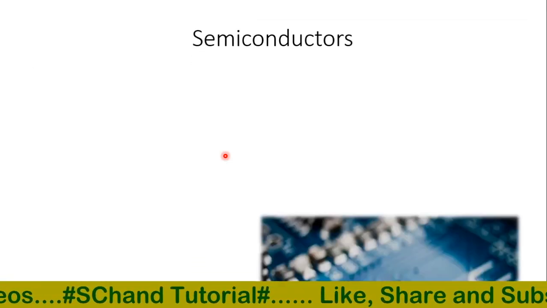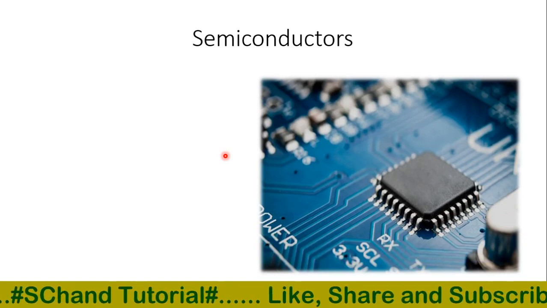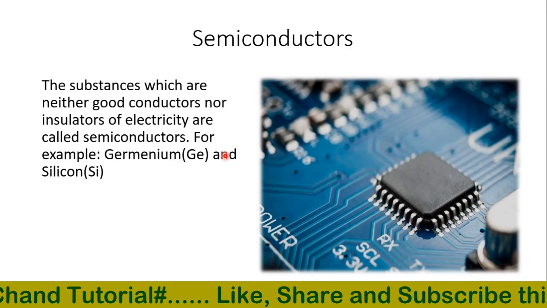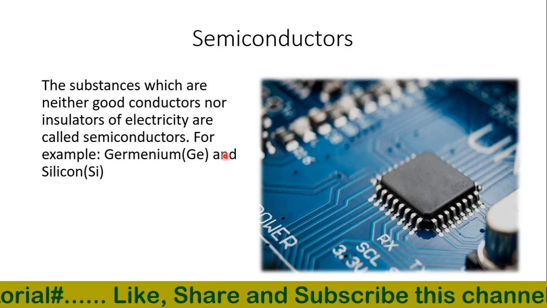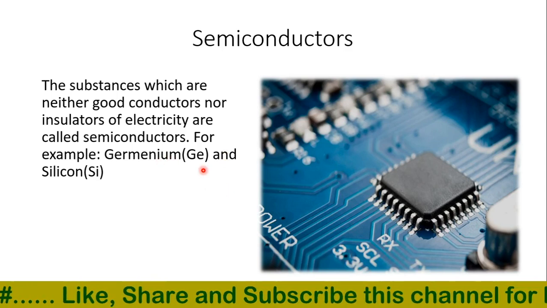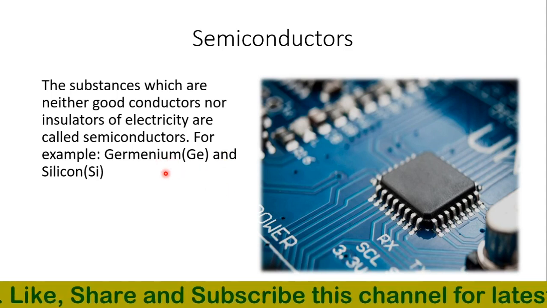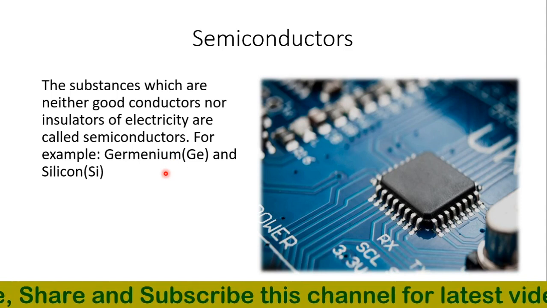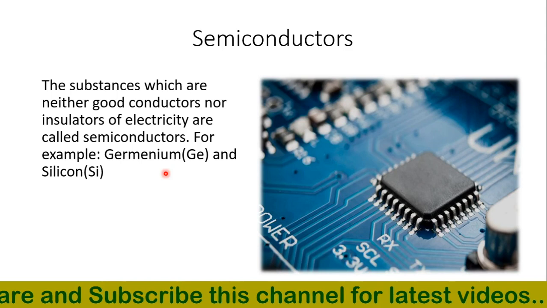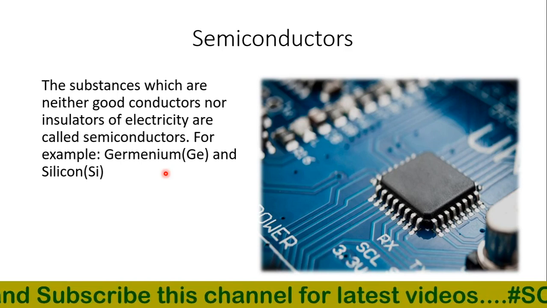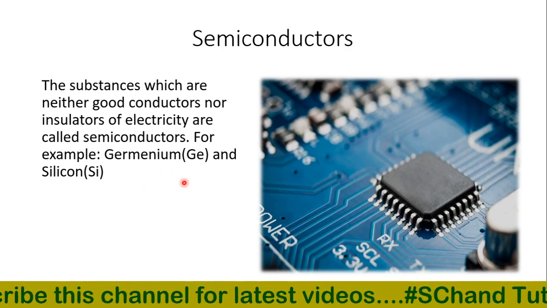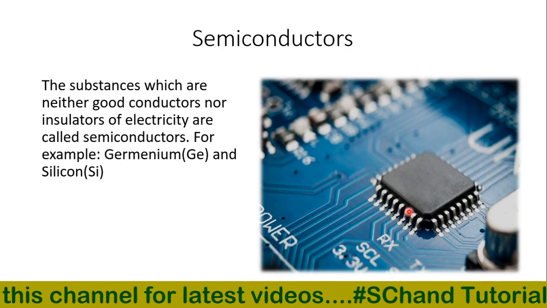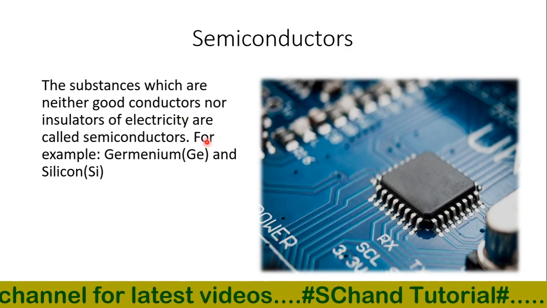Next we have the semiconductors. What are these? These are the substances which are neither good conductors nor good insulators of electricity, for example germanium and silicon. It has been noticed that when light energy falls on semiconductors, the electrical conductivity increases.